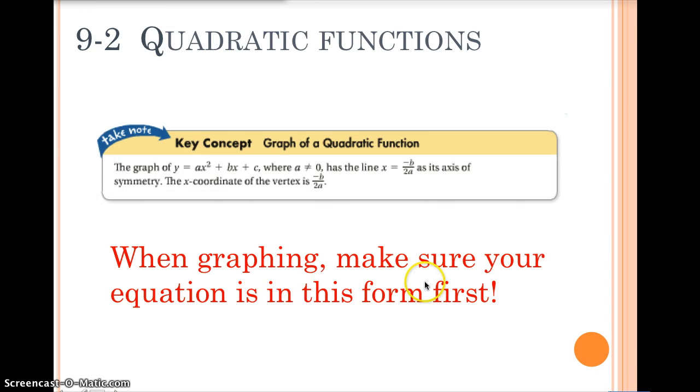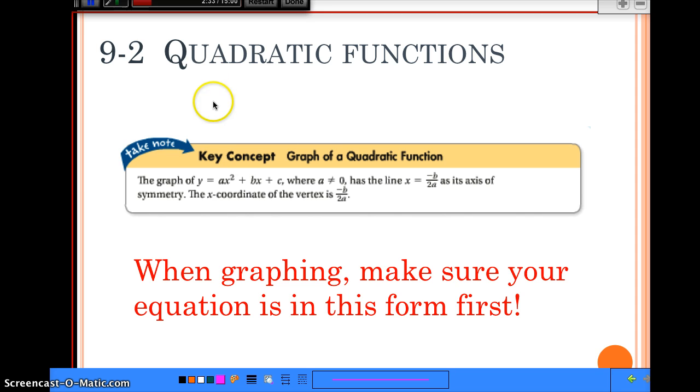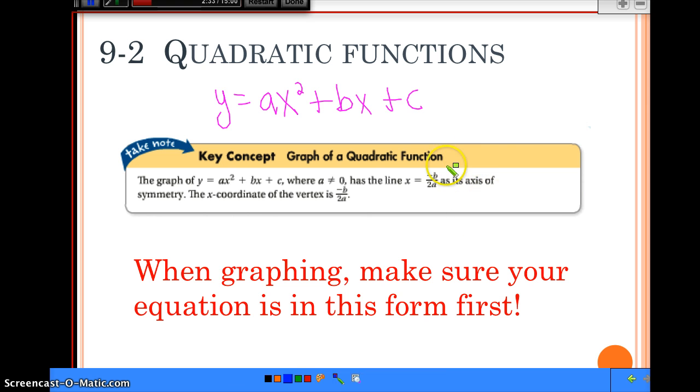All right, 9.2, which is quadratic functions. A quadratic function, which you guys already know, is in the form of y is equal to ax squared plus bx plus c. That's a complete quadratic. If it's missing any one of these 3 terms, then we call it an incomplete quadratic. The axis of symmetry, which is a formula that we've already discussed in the first section, is x is equal to negative b over 2a.